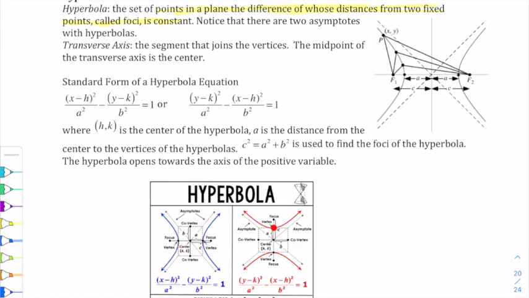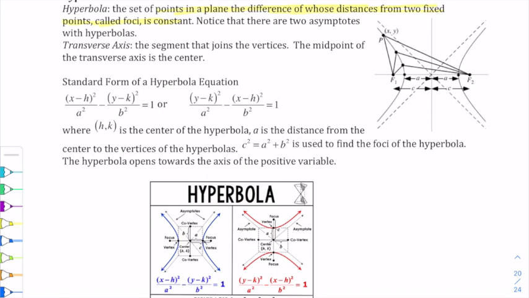Okay, same kind of thing here. Here's your vertex. You've got your co-vertices, you make this box, you put your asymptotes through the corners of the box and the center. And then you have your vertex, and then you pull towards your asymptotes.